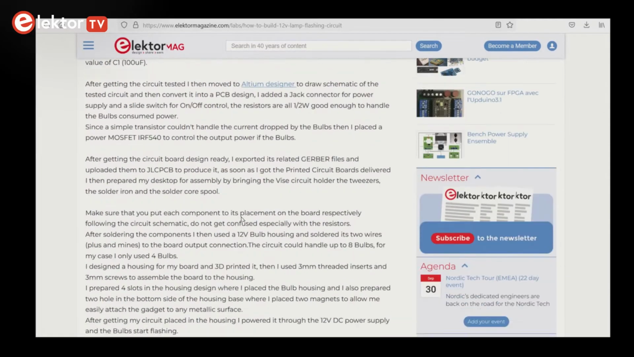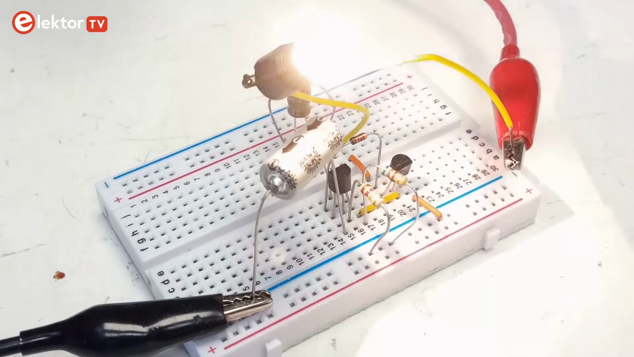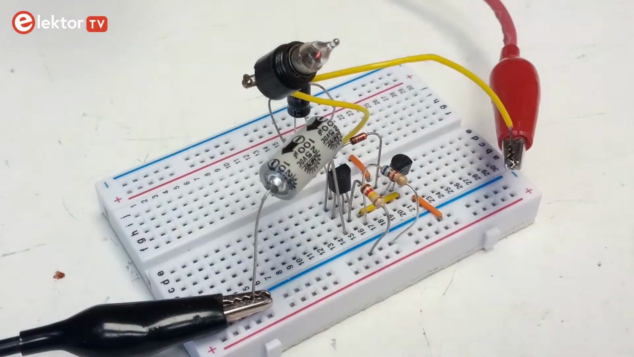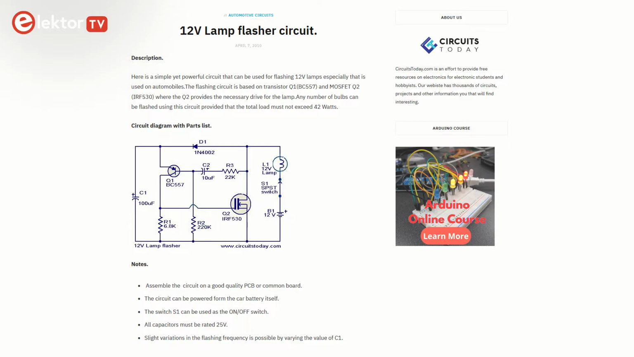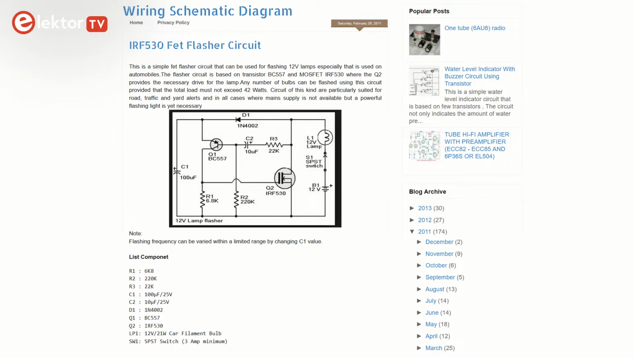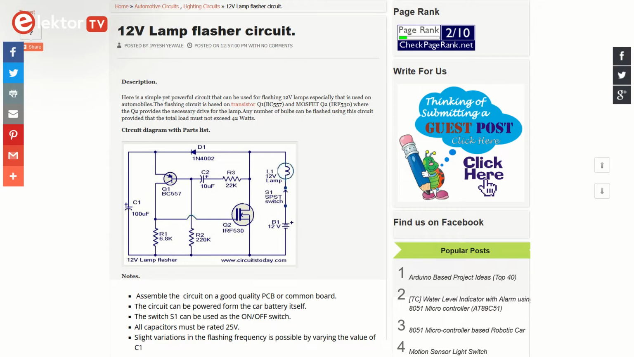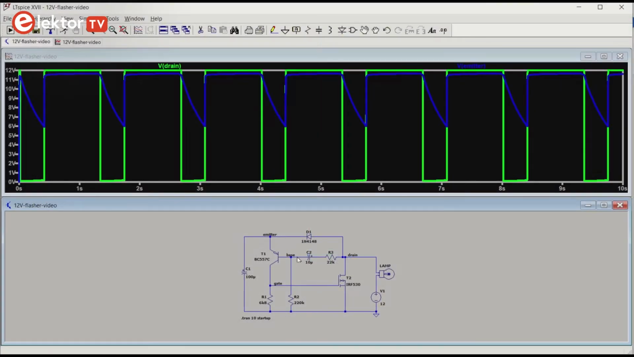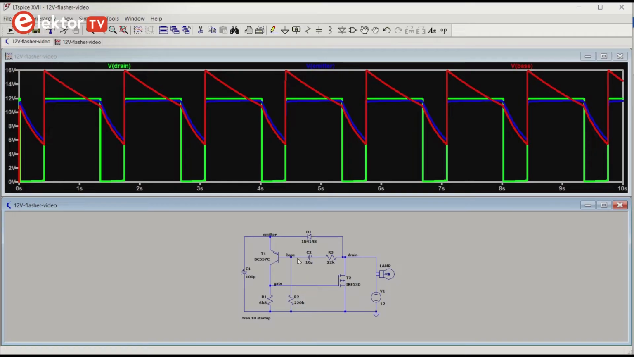I assembled the circuit on a breadboard to see if it worked as advertised, and it does. This is one of those circuits that get copied over and over again without any explanations or technical details, because either nobody knows how it works or nobody cares about how it works. Therefore, I decided to analyze this circuit with the help of LTspice.